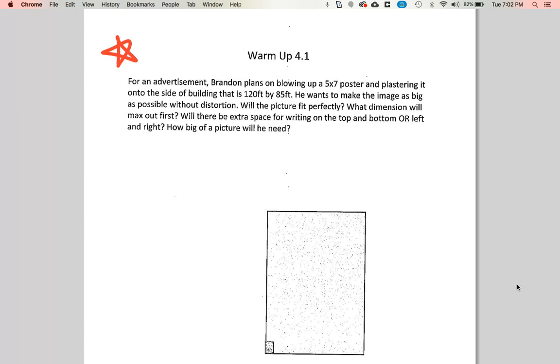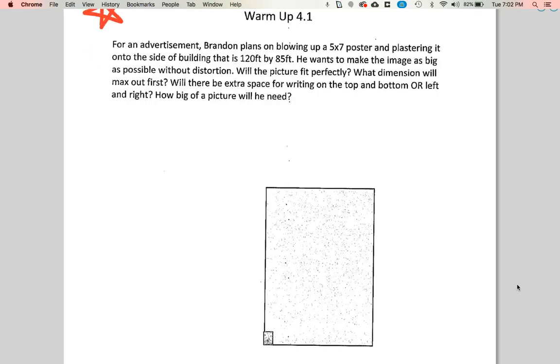So this will always be a problem, just kind of how we started with the picture going into the 5x7 or 8x10 frame. We have a picture that's getting bigger and bigger and bigger, and we want to know, is it going to fit perfectly in this rectangle? So it says, for advertisement, Brandon plans on blowing up a 5x7 poster and plastering it on the side of a building that is 120 feet by 85 feet.